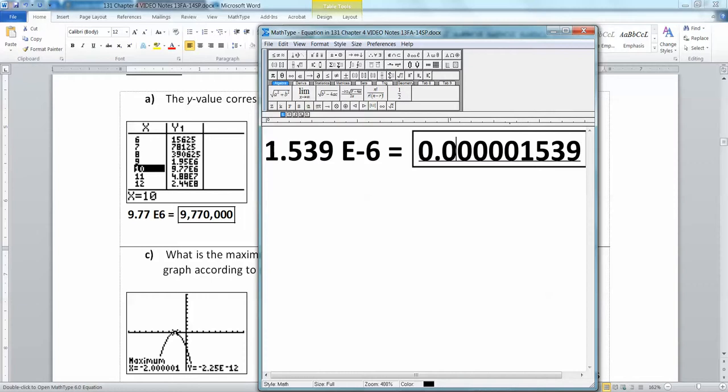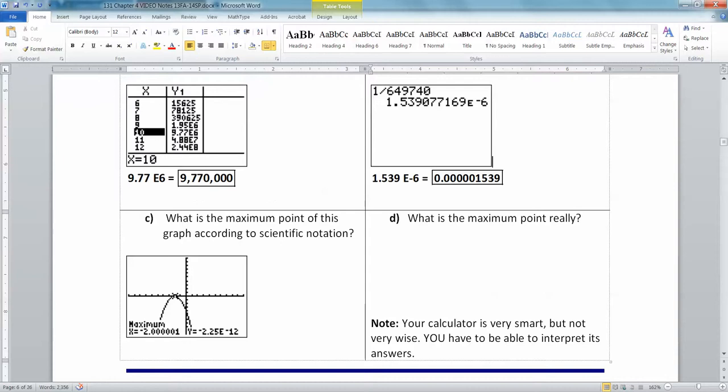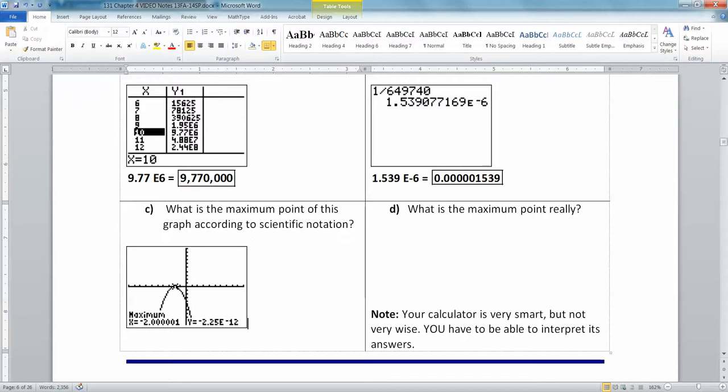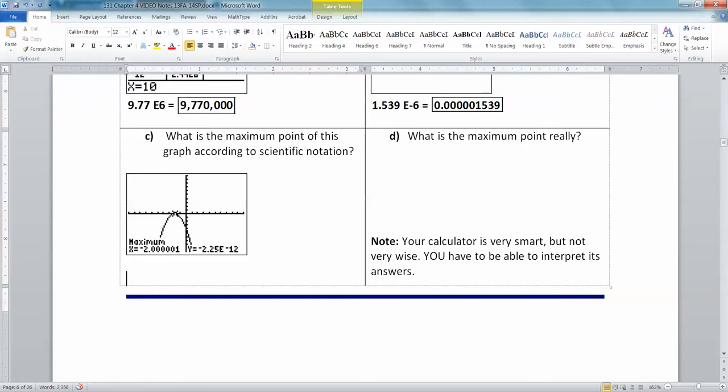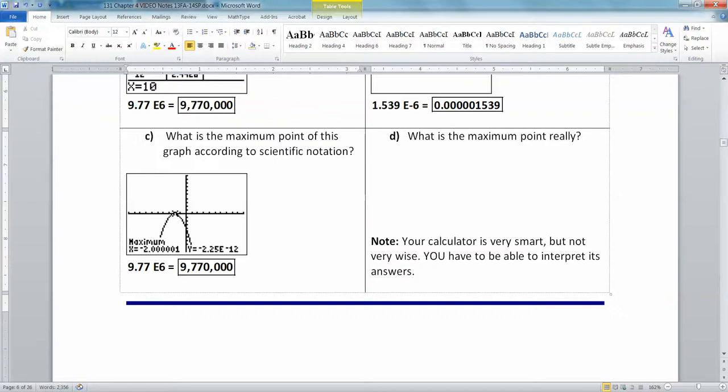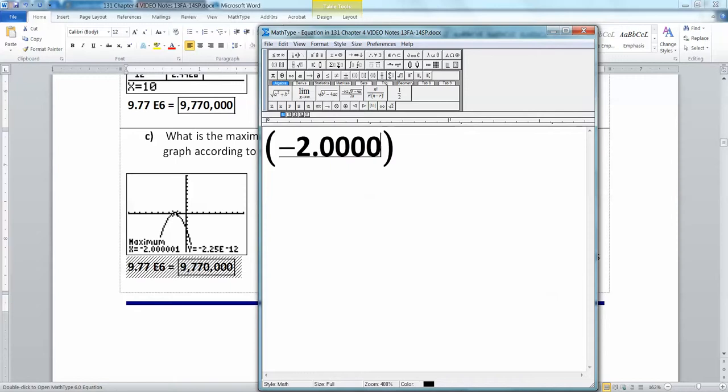Okay, now down here, I'm trying to show you a little, not quite a mistake, but the calculator does something and you have to kind of be smarter than your calculator here. So look at these two numbers, especially, well, look at the X. The X value is -2, right? And then the Y value, just think about this for a second. So it's -2.000001, right? Or whatever it was. Which is really -2, right? The calculator basically exhausts itself and says, okay, I don't feel like going any further. But you have to know that's really -2.